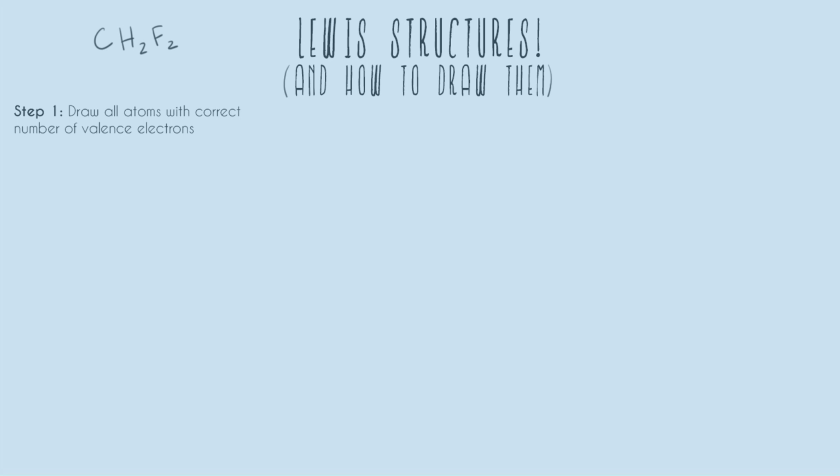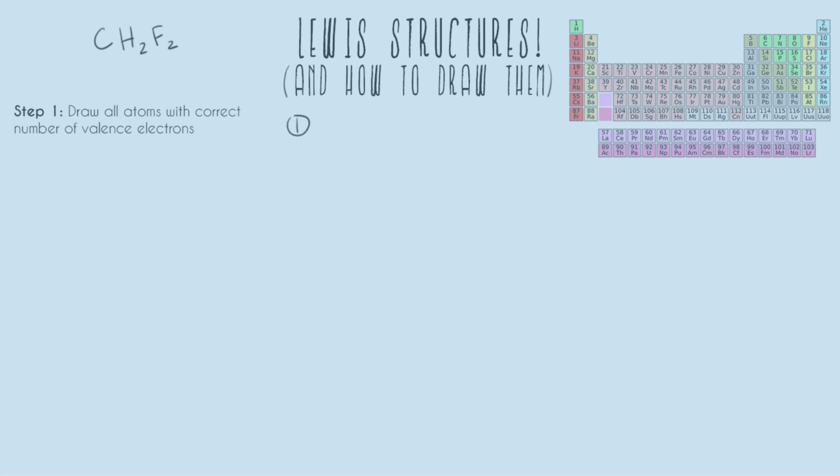CH2F2. So to get our number of valence electrons, we have to look at the periodic table. Carbon is right here. Hydrogen is right here. Fluorine is right here. And those are on 1, 4, and 7 respectively. So when we draw out the valence electrons for each one of these atoms, it'll look like this.